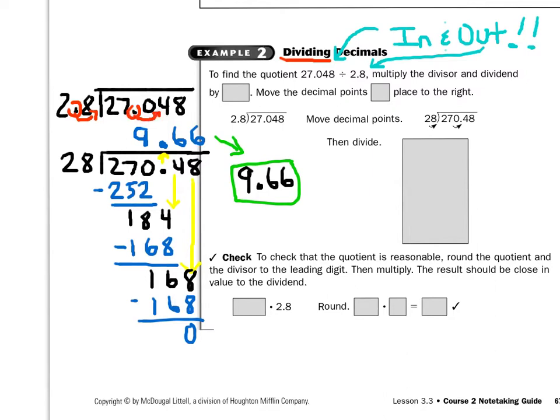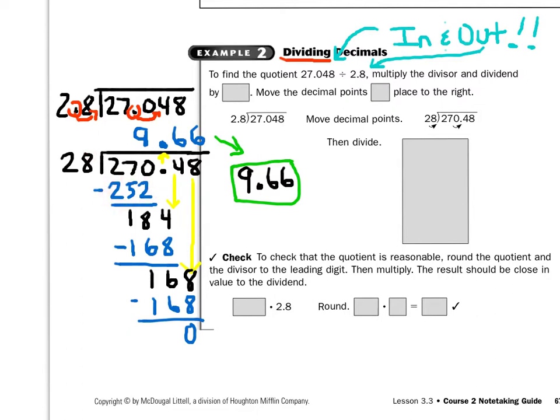What I did down here is I wrote it again. So this became a 28 on the outside, and on the inside, it was 270.48. Now, notice how the decimal point goes straight up so I can see where it belongs in my answer. And now I start dividing. 28 goes into 270 9 times, and 9 times 28 gave me 252.